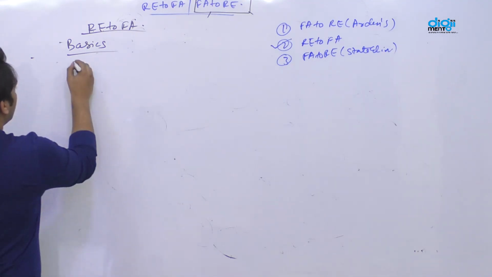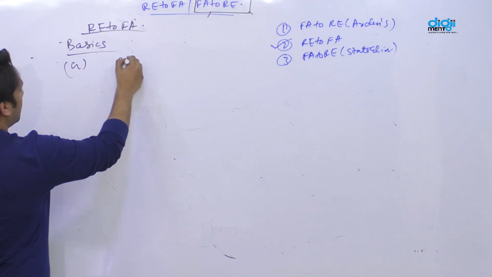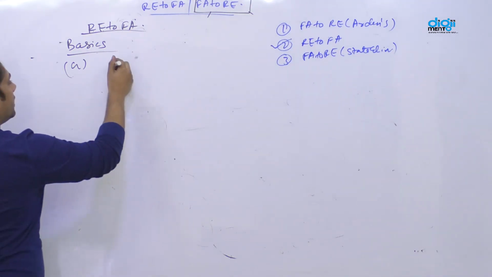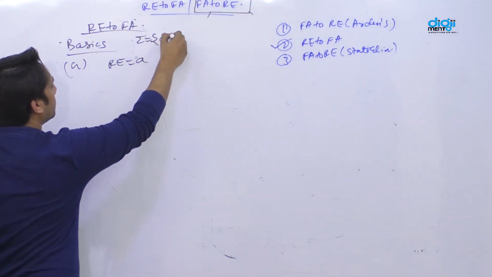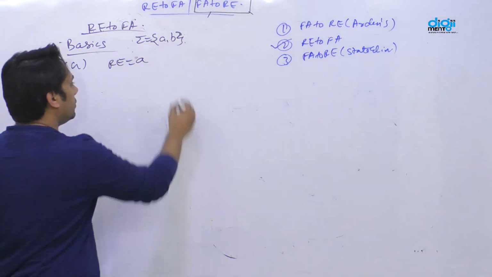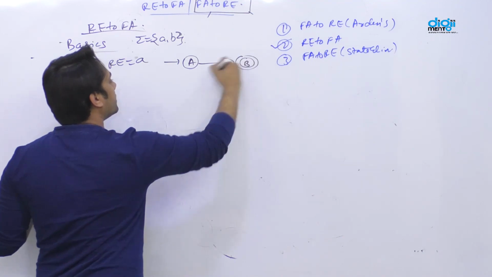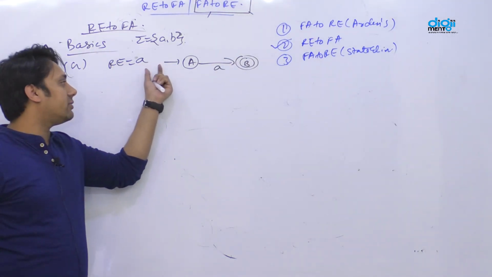First example: if we have a regular expression RE equal to A, with summation equal to A comma B. If you have only one symbol, how can you do it? You have an initial state A. If you get a symbol A, you go to the state B, which is a final state. So if you have one symbol A, that means it is of length 1, so it just accepts it.